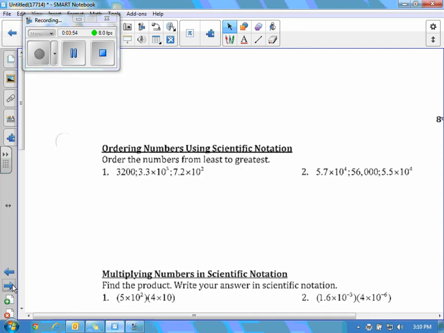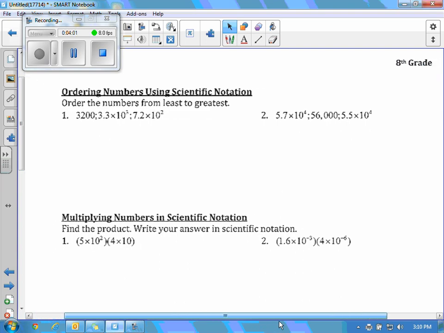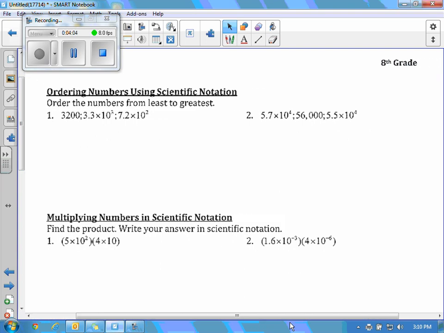All right, if you flip over to the back side, at the top it says ordering numbers using scientific notation. The directions say order the numbers from least to greatest, but if you notice, some are in standard form and some are in scientific notation. So we need to put them all in the same form first before we put them in order from least to greatest. So I'm going to put all these in standard form.